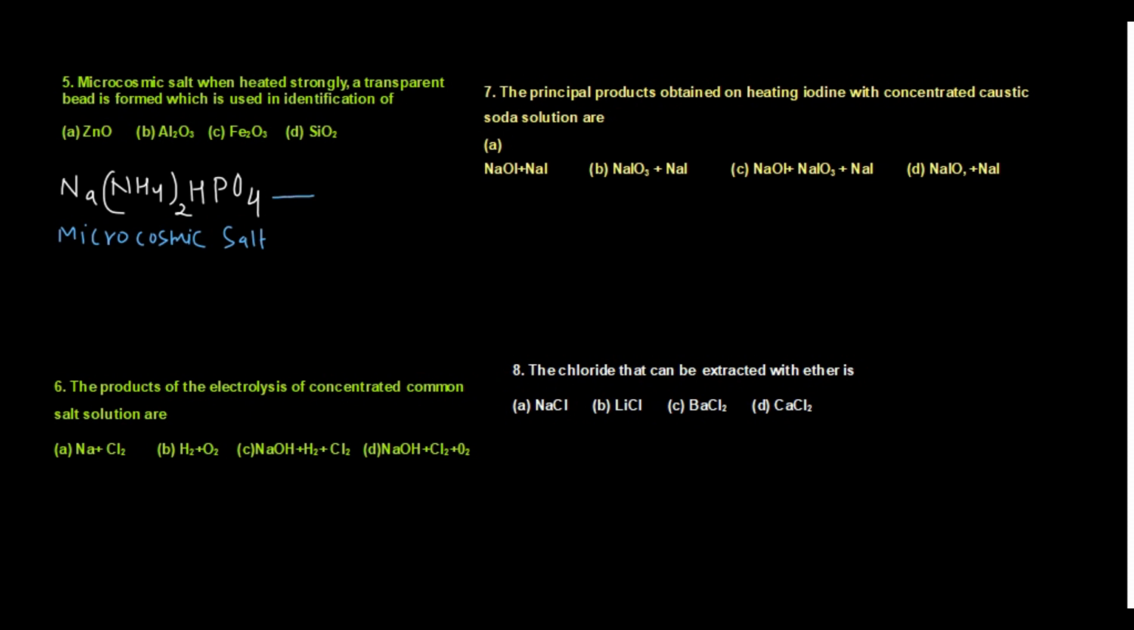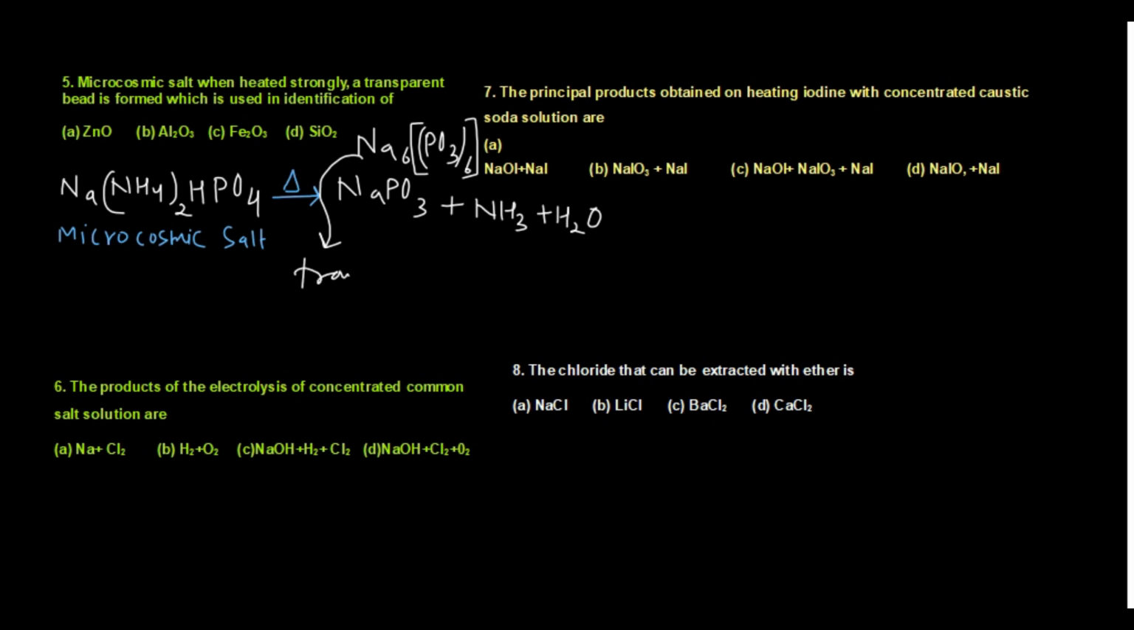And when you heat this microcosmic salt, it produces sodium metaphosphate, NaPO3, and it is basically analogous to sodium hexametaphosphate. Okay, sodium hexametaphosphate or sodium metaphosphate, and then it releases ammonia, NH3, and then steam. Basically, this hexametaphosphate is a transparent bead.